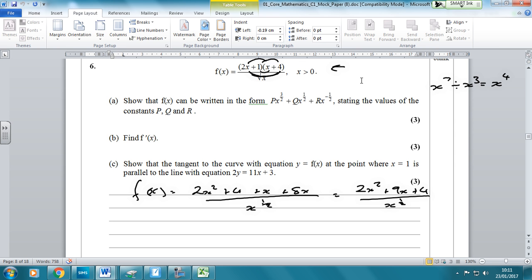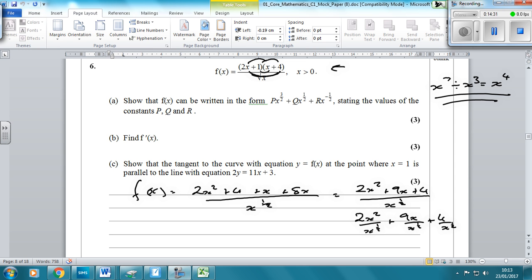So if we're going to split these into 3 separate things here, we're going to have 2x squared over x to the power of a half, plus 9x over x to the power of a half, plus 4 over x to the power of a half. So just like this one here, all we're going to do is subtract the powers. Okay, so with the subtraction of powers, if you've got 2 take away a half, that's going to be 1 1/2. However, 1 1/2, when we deal with integration and differentiation, we usually use that as 3 over 2.